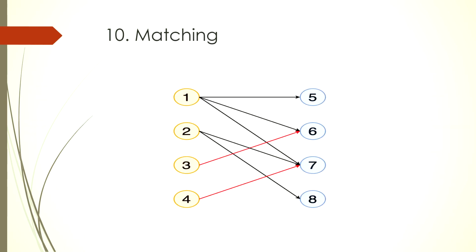Number 10. Matching. A matching in a graph is a set of edges that do not have common vertices. A matching is called a maximum matching if it contains the largest possible number of edges, matching as many vertices as possible.